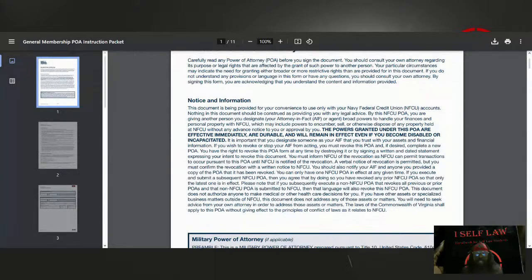All right, I'm gonna continue reading. It says, by this you designate your attorney in fact, an AIF or agent, broad powers to handle your finances and personal property with NFCU, which may include powers to encumber, sell, or otherwise dispose of any property held at NFCU without any evidence, without any advance notice to you or approval by you. All right. So this is what I'm talking about.